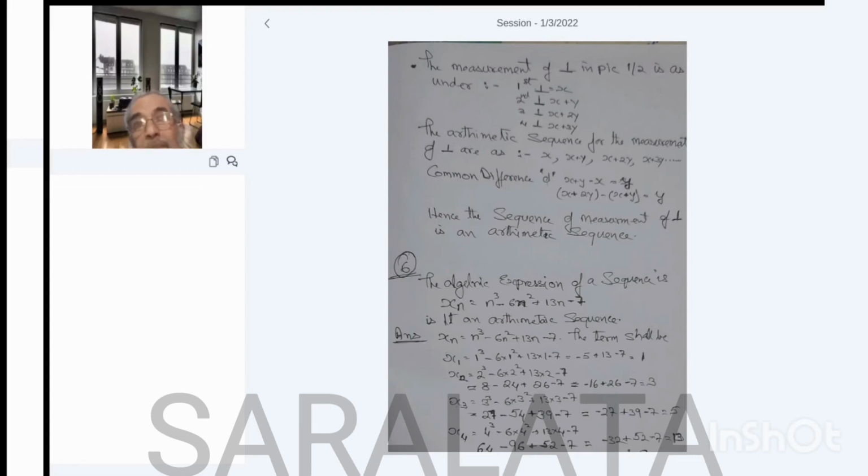The third term, if I take x3 instead of n, I get 3 cube minus 6 into 3 square plus 13 into 3 minus 7. Again, if I calculate the whole thing, my answer is 5. And the last, if I take x4 instead of n and follow the same calculation, my value turns out to be 13.